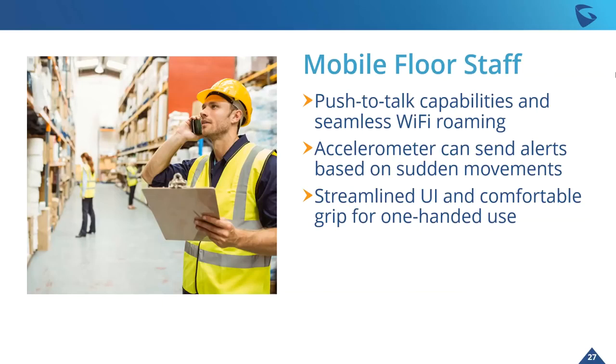So in order to keep sort of employee safety, if any individuals are knocked over, fall to the ground, a WP820 can actually send an alarm or alert to a pre-designated area based on that movement. And we have streamlined UI and comfortable grip within our DECT and Wi-Fi phones just to make sure that you can easily utilize it with one hand.